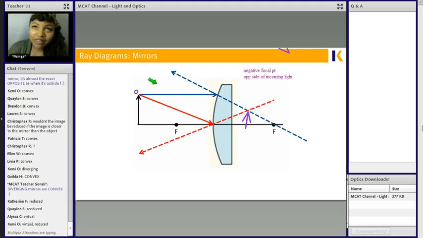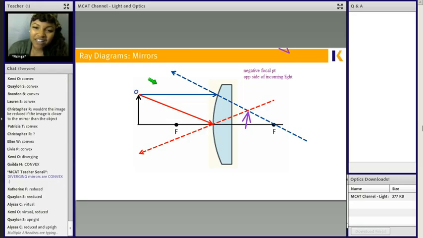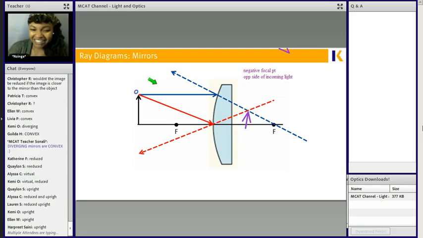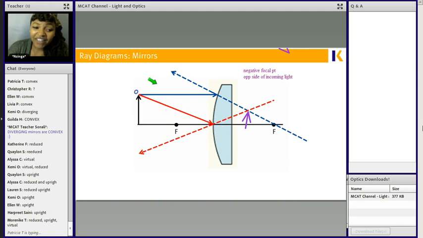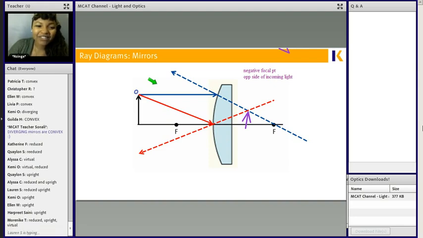Magnified or reduced? Upright or inverted? Real or virtual? Excellent. Okay, so we know it's upright. It's going to be reduced. Good. And it is going to be virtual. Excellent. Okay, so that's going to be something that we're going to look at when it comes to making sure that we understand what's going on.